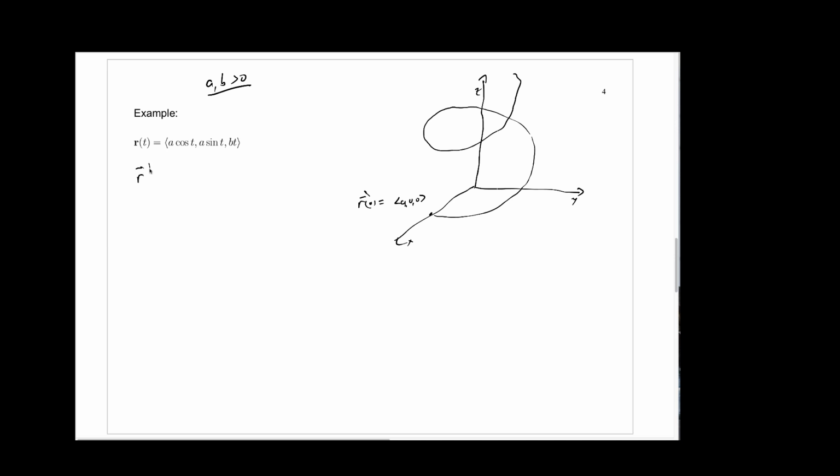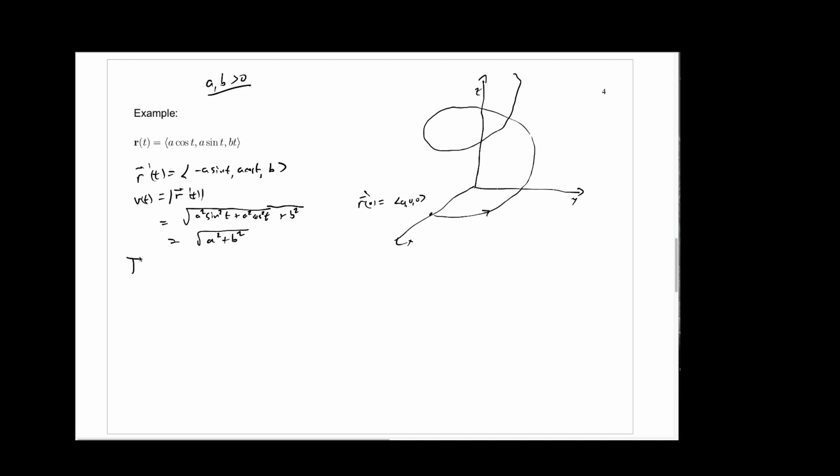We can compute very easily that r prime of t is the vector minus a sine t, a cosine t, and now we have a b in the third coordinate. So what is v of t, our speed function, which is the length of r prime of t? That's just going to be the square root of this squared plus this squared. That's a squared sine squared t plus a squared cosine squared t. Now we have plus b squared. That's just the square root of a squared plus b squared. So this parameterization has us moving around the helix in this direction at a constant speed, but that constant speed is the square root of a squared plus b squared. It depends on both parameters a and b, of course, in this way.